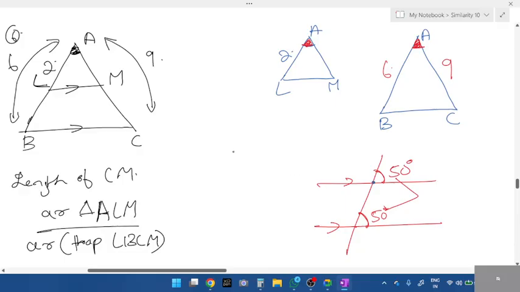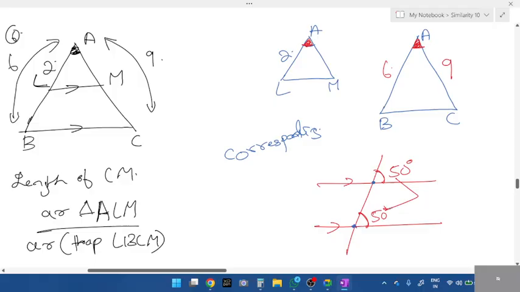Corresponding. What do you mean by corresponding, students? Corresponding is different. Parallel lines, but are they on the same side? Same position, right? In the first parallel line, where is the 50 degree? It is on the top right hand side. The same position in the second parallel line. Where is the 50 degree? Top right hand side.